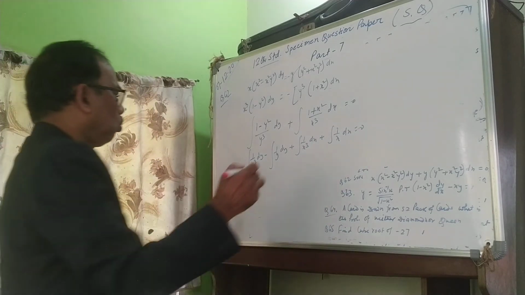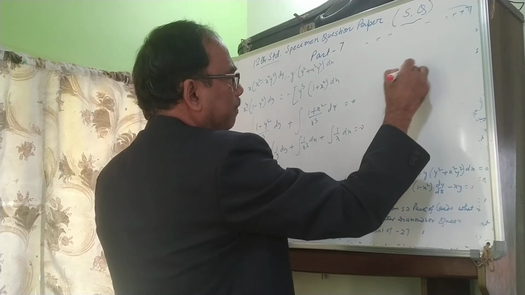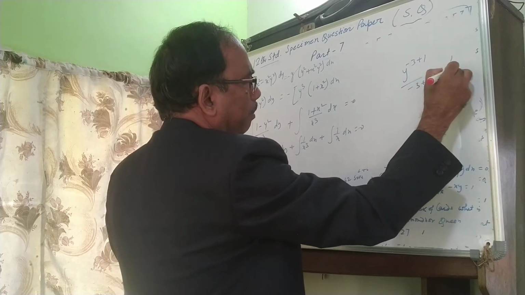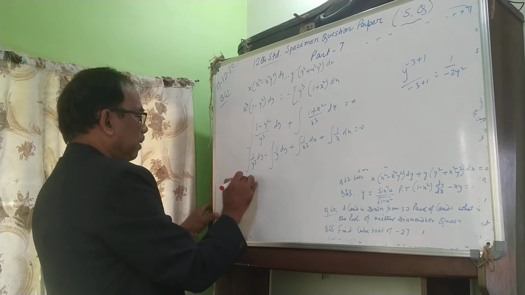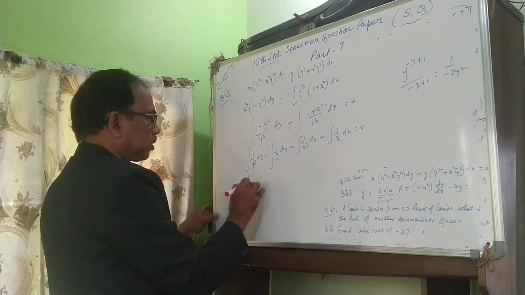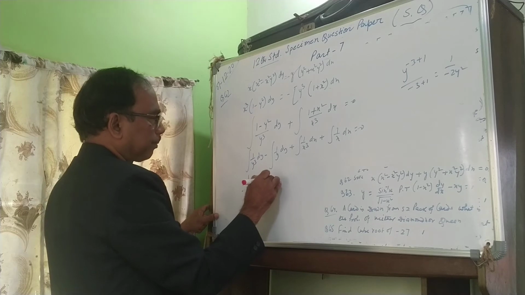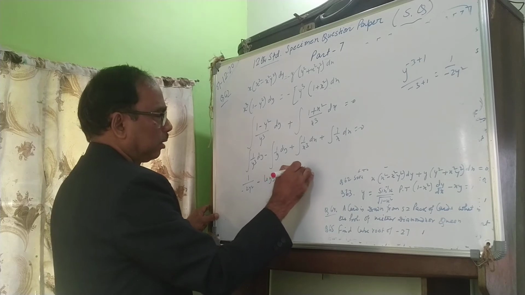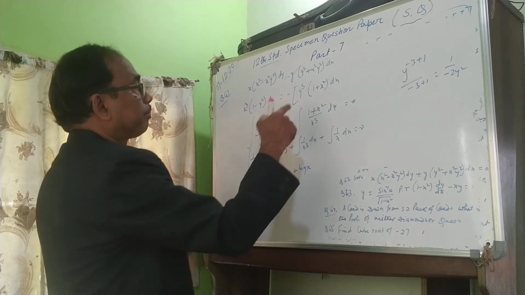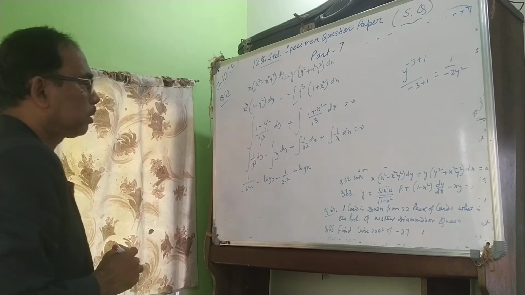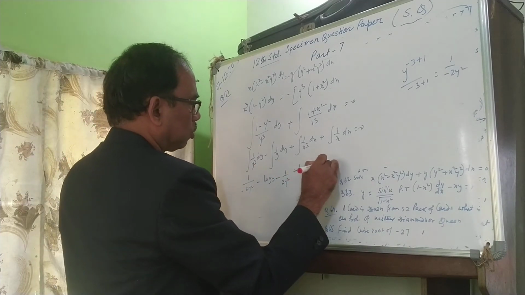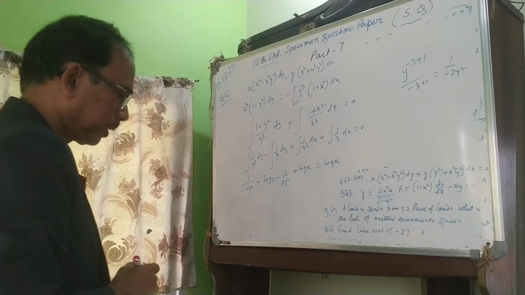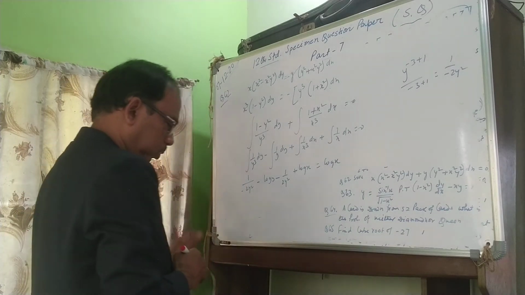Now integration of 1 by y cube means y to the power minus 3. That is y to the minus 3 plus 1 over minus 3 plus 1, that is 1 by minus 2y square. Integration of this is 1 by minus 2y square. This is log y. This also is 1 by 2y square plus log x. Equals log c.